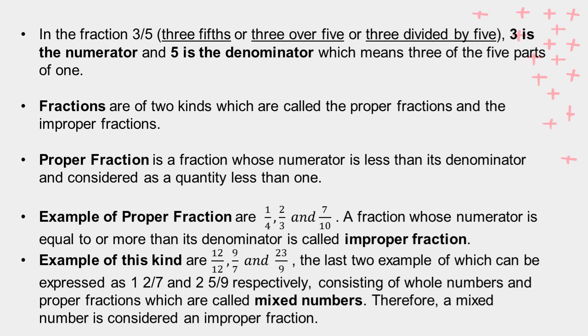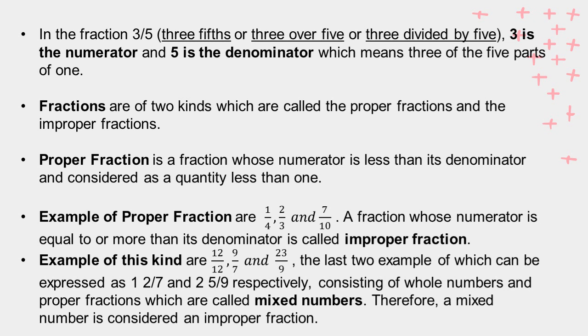Okay, so in the fraction, meron tayong 3/5 or 3/5 or 3 divided by 5. 3 is the numerator and 5 is the denominator, which means 3 of the 5 parts of 1. So fractions are of two kinds, which are called the proper fractions and the improper fractions.